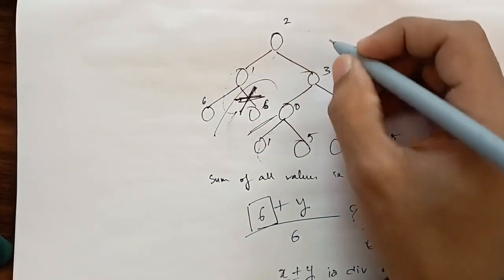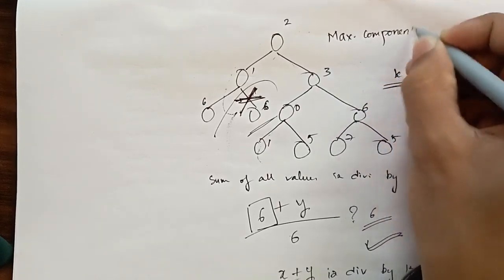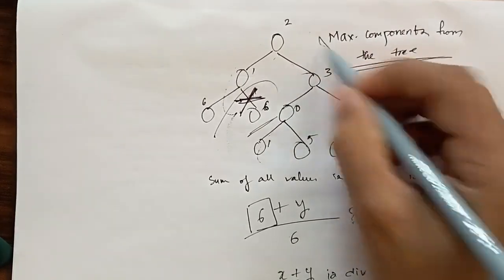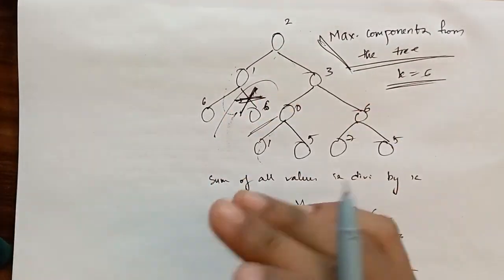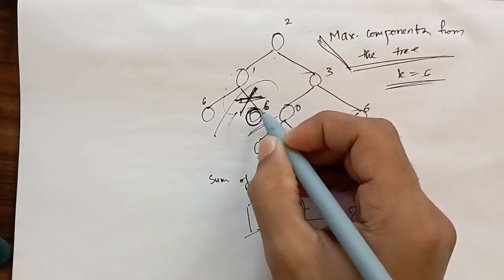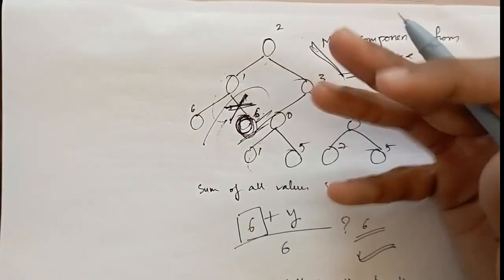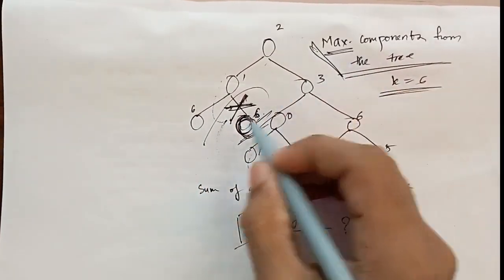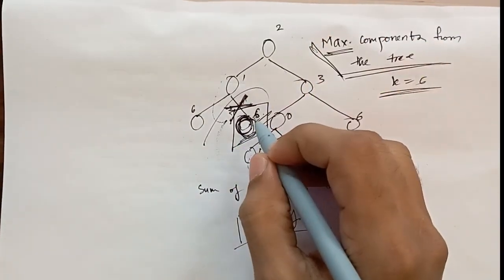As I said, they want the maximum components from the tree. So let us go with this example. Now 6 is this up to here. I am taking the sum of the subtree. Up to here, there are no children for this node. Now this is the prefix sum, so the next sum will be 6. As I said, we need maximum components. Let us take this as a component. Now, is this divisible by 6? Yes.